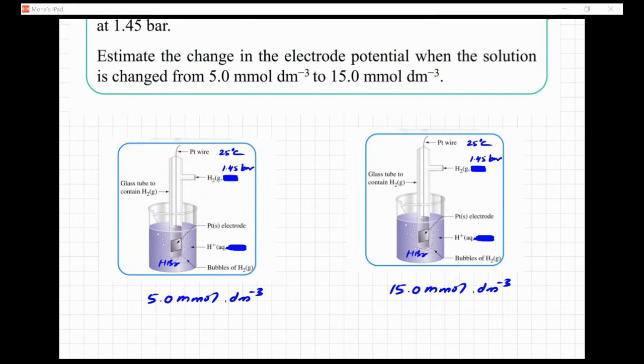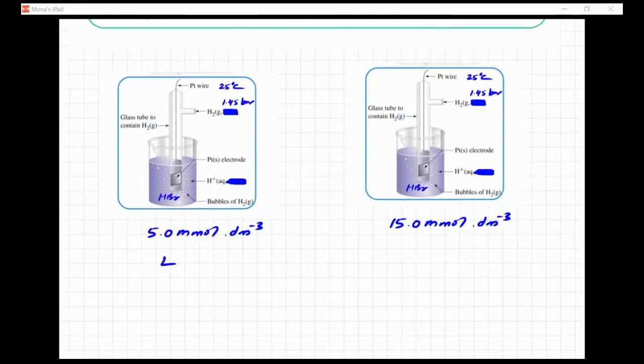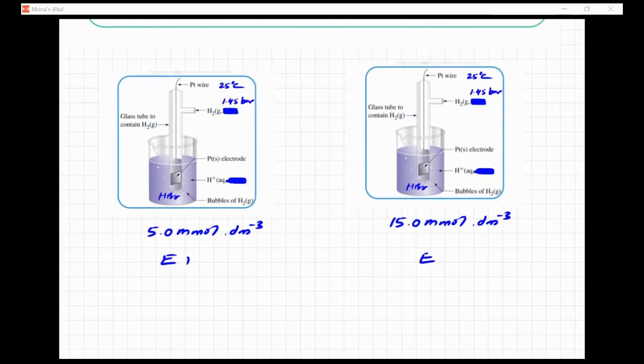What do we have to do? The question is asking me to estimate the change in the electrode potential. So I have to get E1, and I have to get E2, and then I have to get delta E, which is equal to E2 minus E1. This is what I want to do.